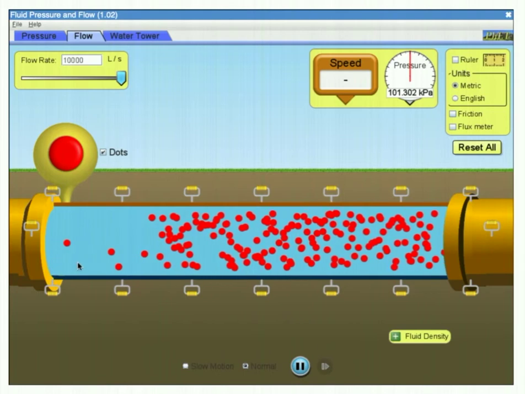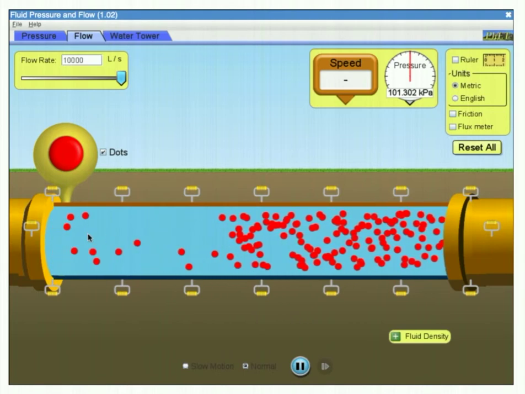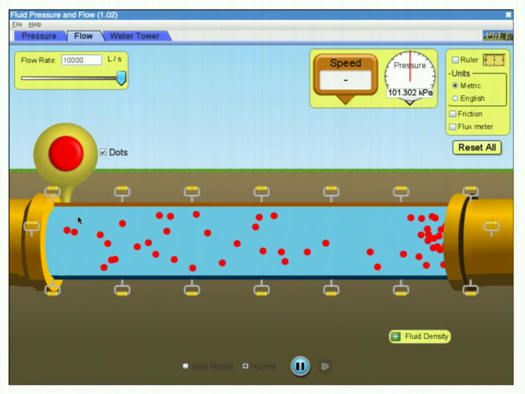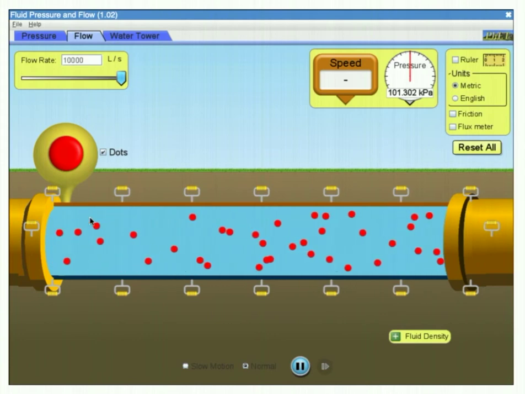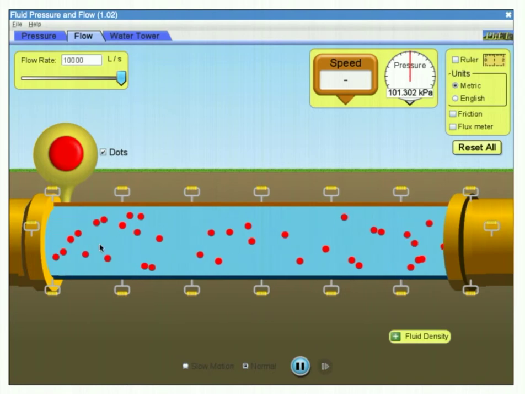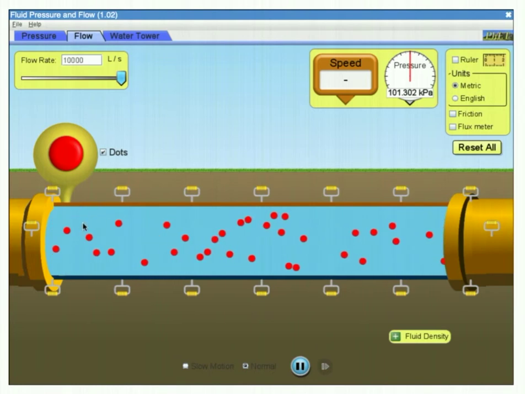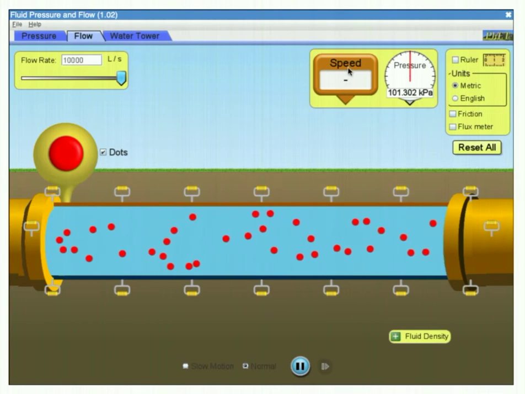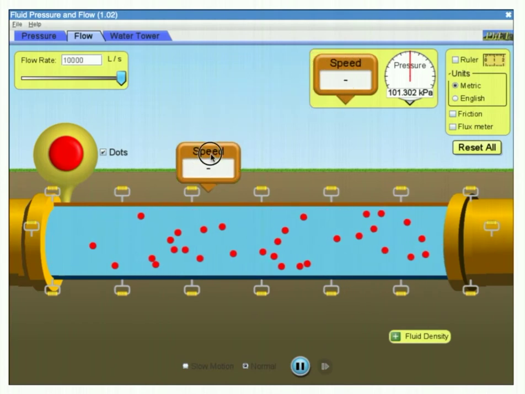you see there, they're more spread out because the water is moving by more rapidly, so they can travel over a larger distance. So this one has a higher flow rate, more volume passes by per second here. So that's the flow rate. Now let's also measure the velocity.